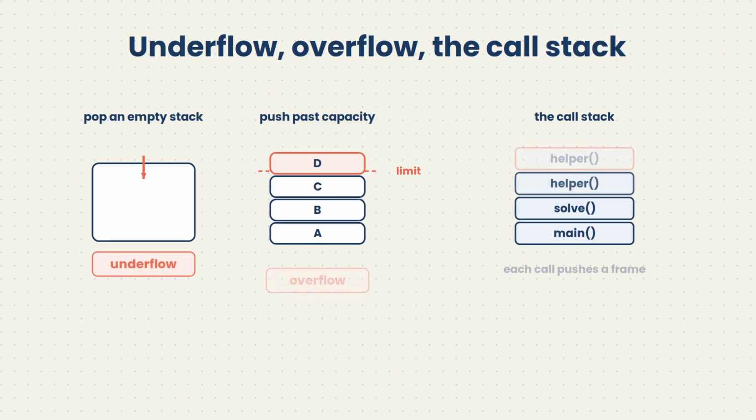Two things to watch for. Popping from an empty stack is an error called underflow, and on a stack with a fixed capacity, pushing past the limit is overflow. This is more than trivia. Every running program uses a call stack, where each function call pushes a frame and each return pops one. If a recursion goes too deep and never stops, those frames pile up until you get the famous stack overflow.